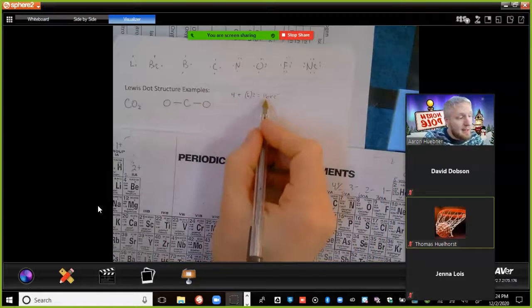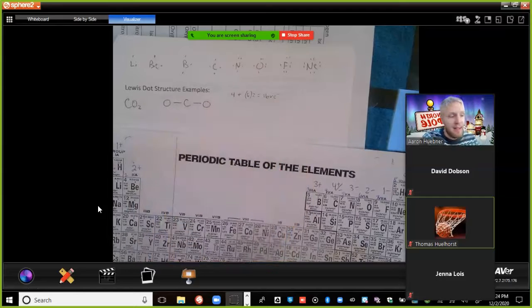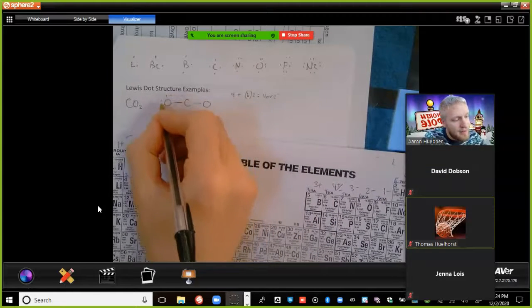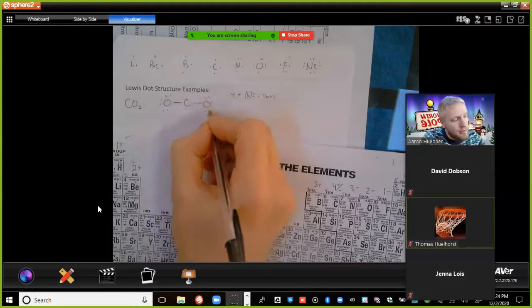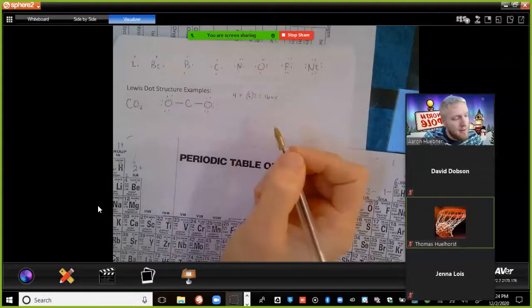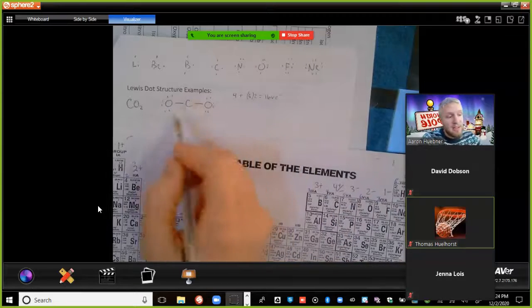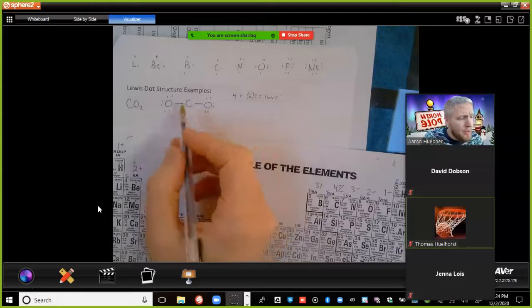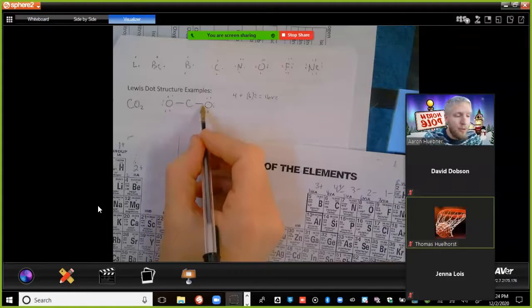So now I got to put dots around my outer atoms to make sure that they have 8. That's more important. So I got 1, 2, 3, 4, 5, 6, 7, 8, 9, 10, 11, 12, 13, 14, 15, 16. Hey, I used up all my electrons. I don't have any more. So these Lewis dot structures are showing just the outer electron arrangement. So I'm good with my oxygens, but carbon has 2, 4.